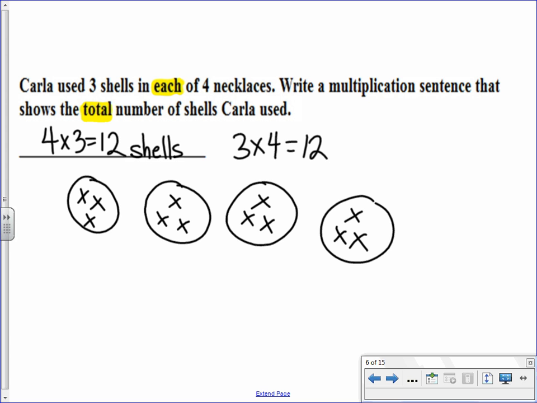Well, so we talked about the fact that the number of groups should be first. But does it make a difference in our answer? No, because of which property of multiplication? Which property of multiplication tells me the order of the factors doesn't change the product? Annabelle, the commutative property of multiplication, right. So I can change the order of my factors and it doesn't affect the product.